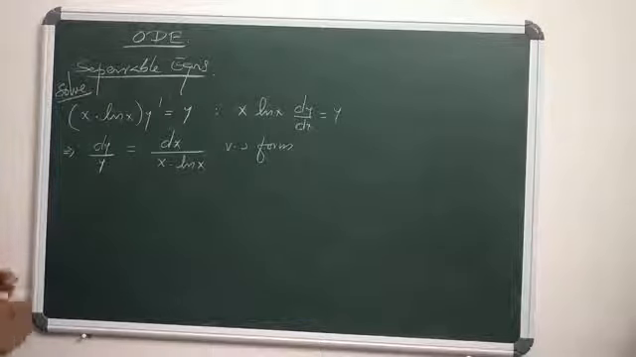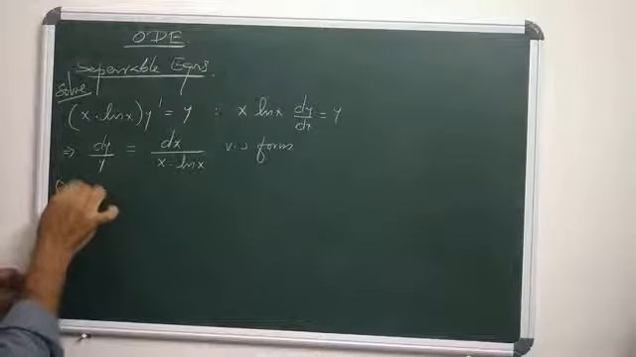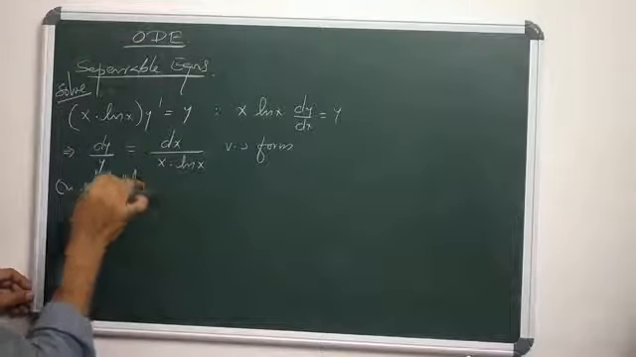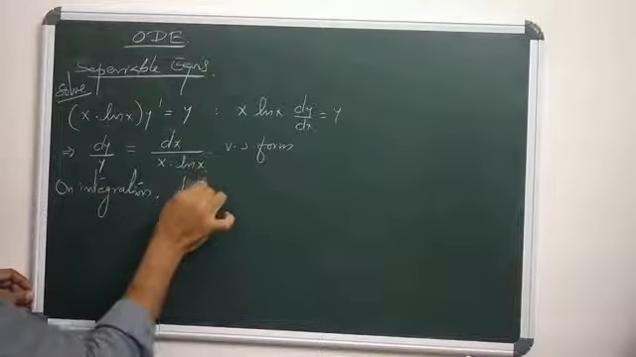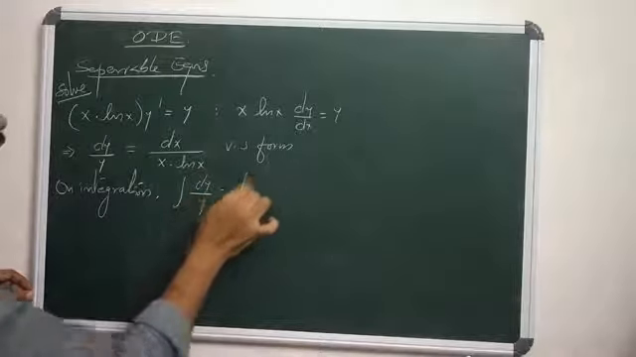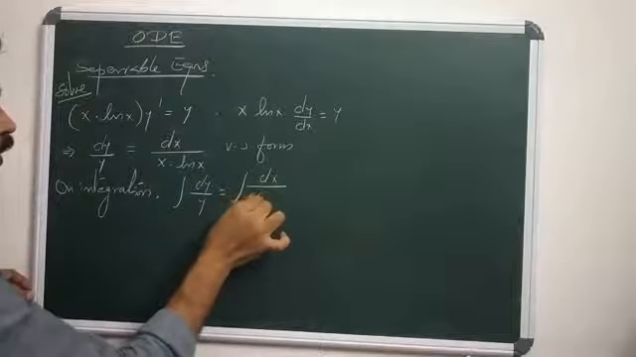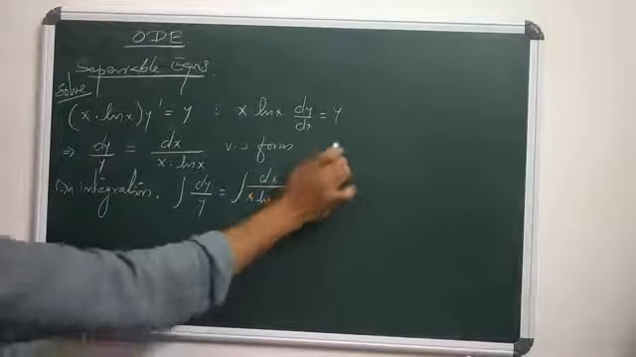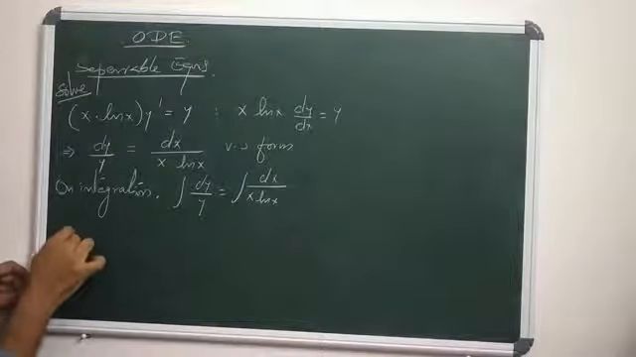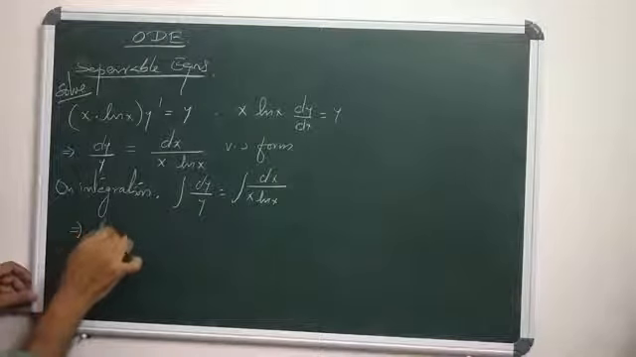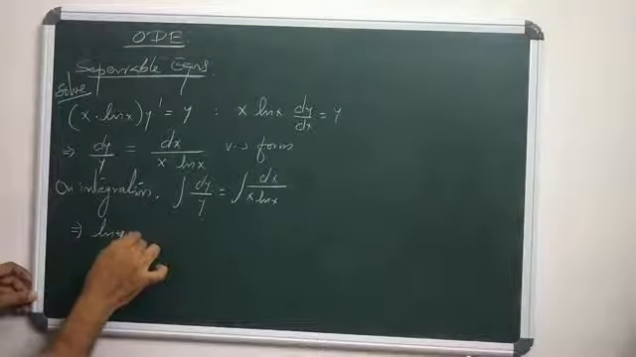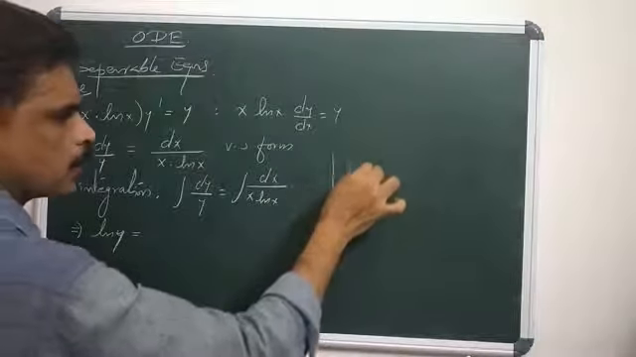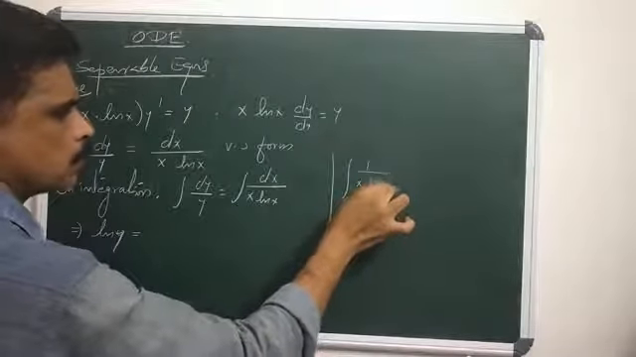Then how to solve it? Then you can integrate. So on integration, what do you get? On integration, it is integral dy by y equals integral dx by x log x plus integrating constant c. So what is the integral of dy by y? 1 by y dy means it is log y. Log y equals integral 1 by x log x dx.